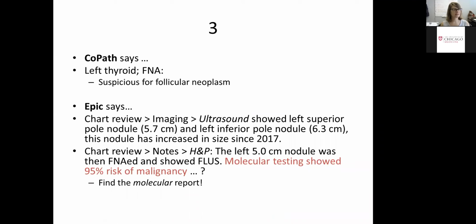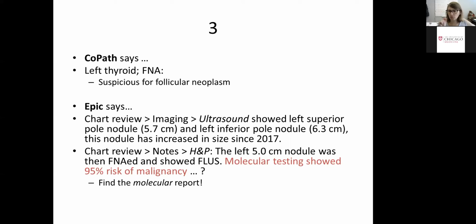All right. COPATH says, left thyroid FNA, suspicious for follicular neoplasm. So we'll talk about Bethesda later on in this lecture. EPIC says, let's go to chart review, let's look at the imaging, and let's look at the ultrasound. Left superior pole nodule 5.7, left inferior pole nodule 6.3, increased in size. All right, so the grosser correctly kind of broke out those two nodules. H&P in the chart, the left 5 centimeter nodule was then FNA'd and showed FLUS. Molecular testing showed 95% risk of malignancy.